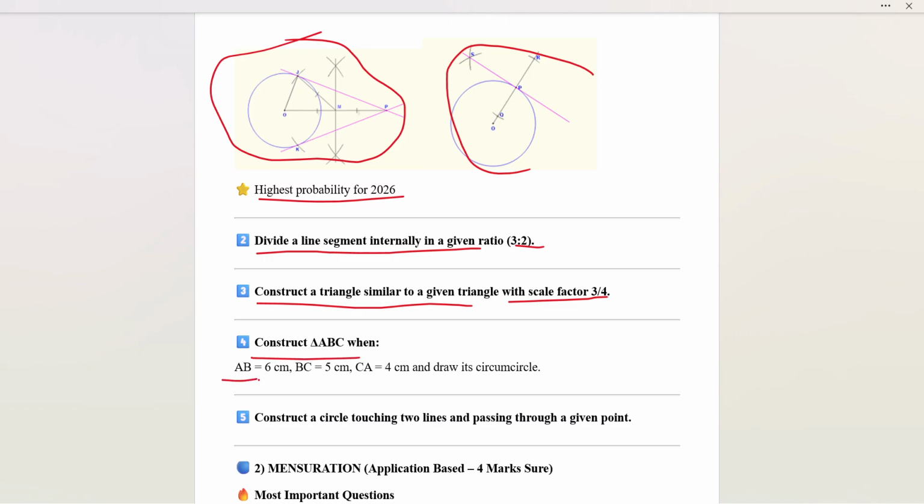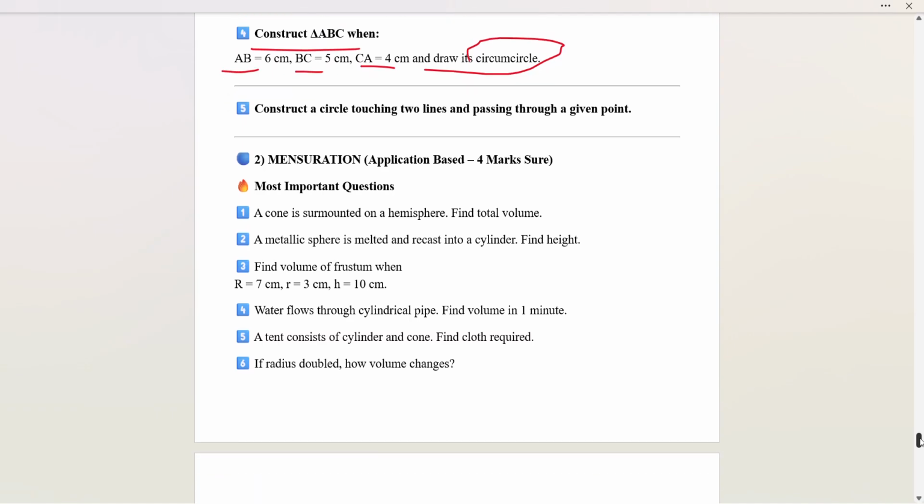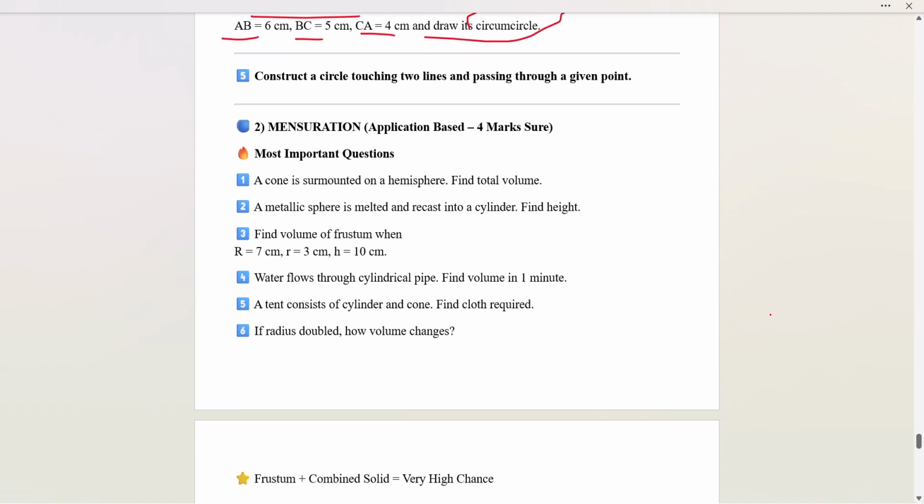Construct a triangle ABC where AB is equal to 6, BC is equal to 5, CA is 4 centimeter, and draw its circumcircle. Construction is important from your board side, because from that concept to construction you get full marks, and it is easy. Fifth is construct a circle touching two lines and passing through a given point.